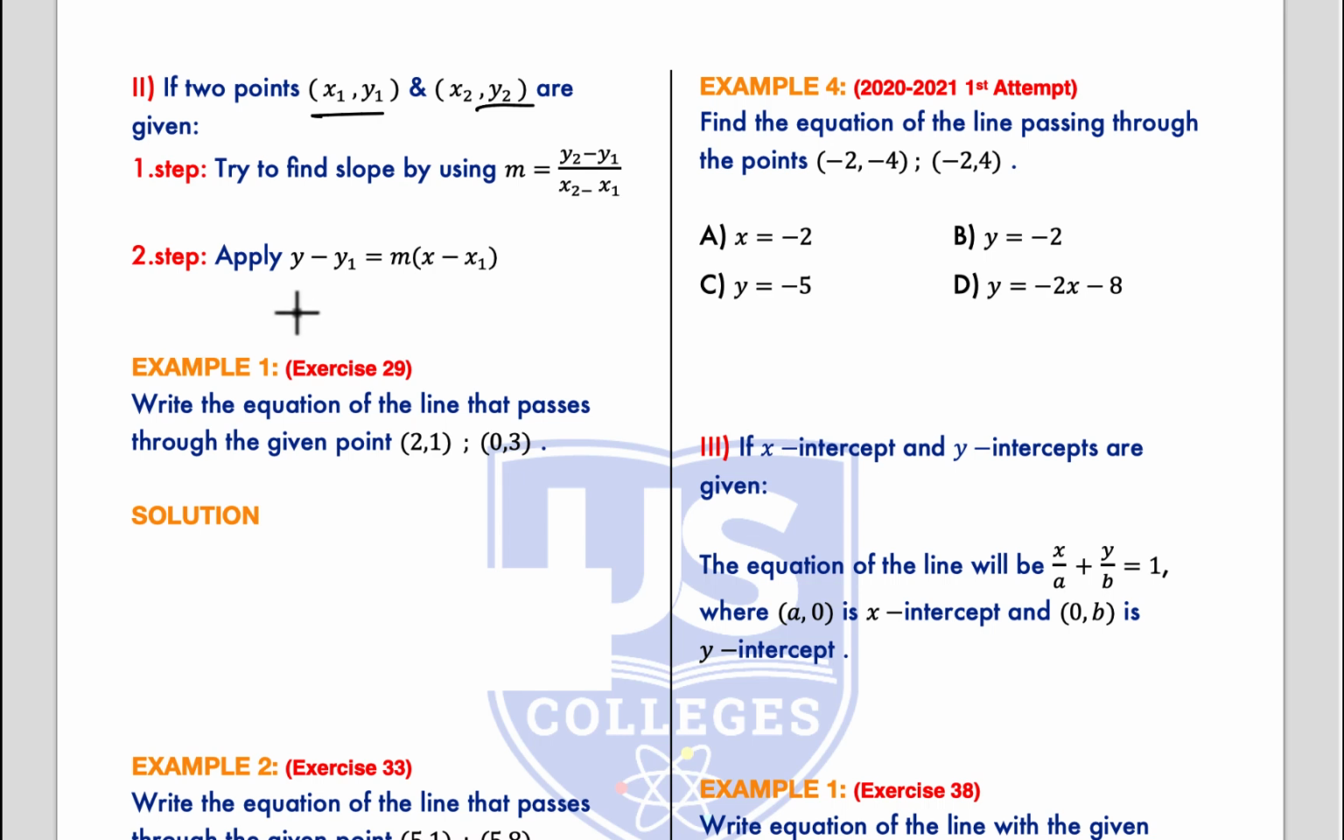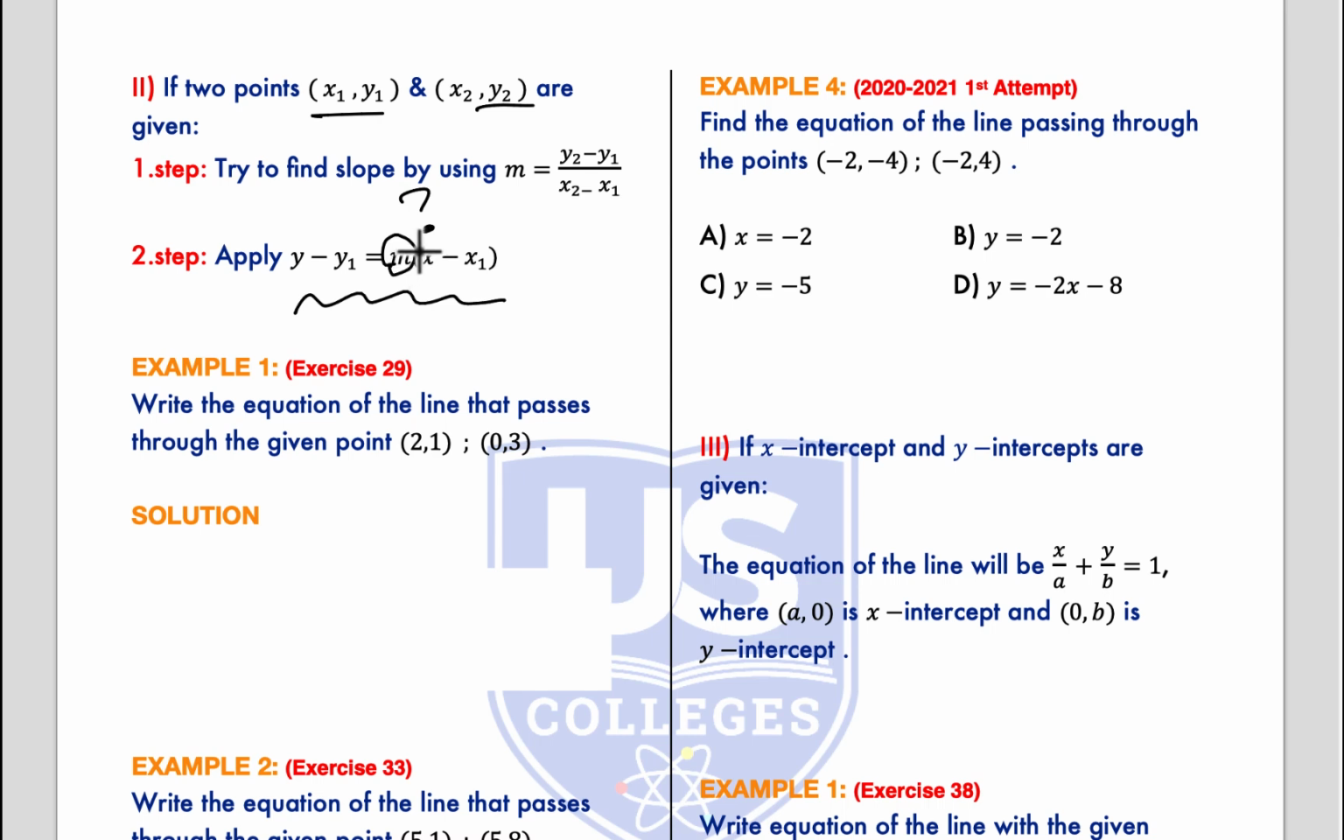We still apply the same equation, y minus y1 equals m times x minus x1. The difference is we don't know what m is. So this is the first thing to do. We know a point. We actually know 2 points. We will be using one of them. Doesn't matter which one to use. And we will find slope first.